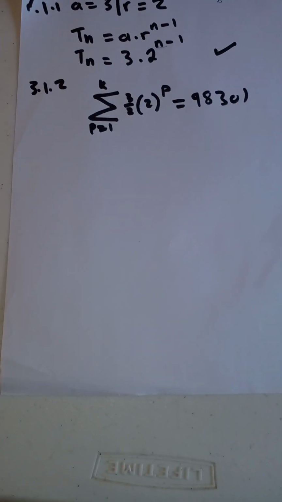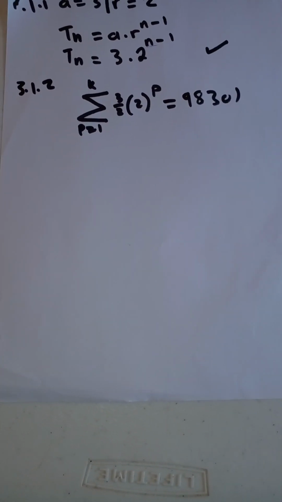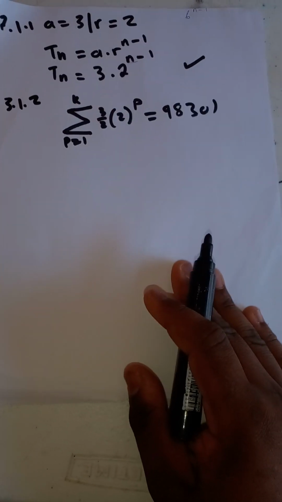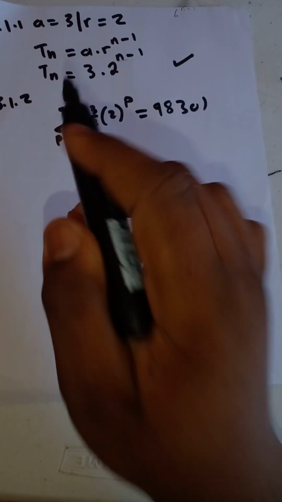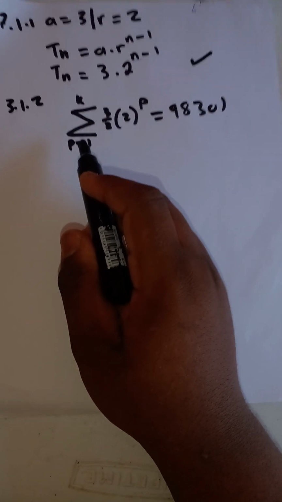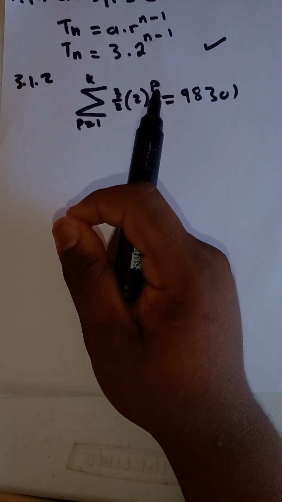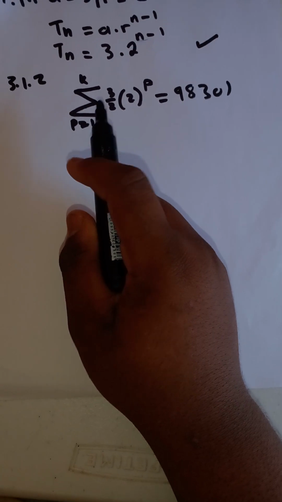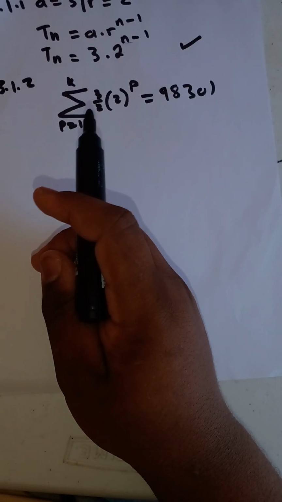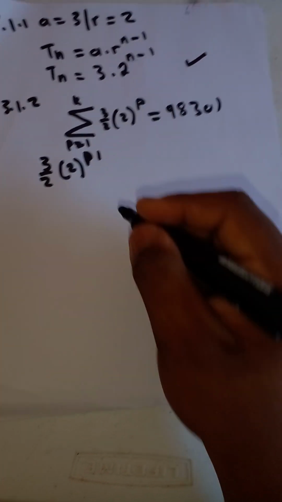Okay, so now let's start. The first thing that you must do when you see a sigma notation, whether they want the sum or anything else, is start by expanding. Wherever you see sigma notation, start by expanding. How do you expand? You write what you're given, 3 over 2 to the power of p. Where there is p, you write 1, because they said that p is equal to 1, and then you say plus.